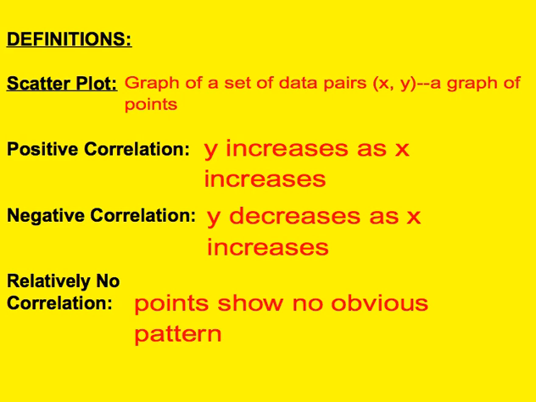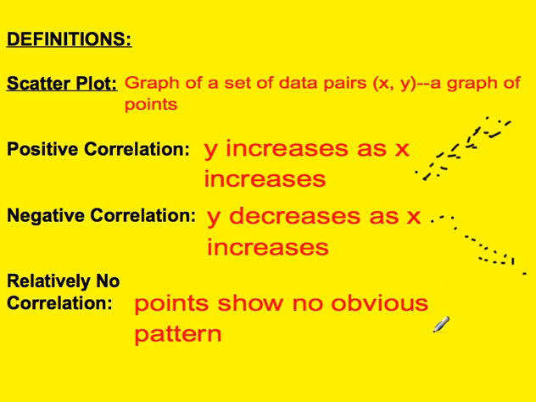There's positive correlation if y increases as x increases. That means that the dots are going to be going in an upward direction. Assume those are dots. Negative correlation is y decreases as x increases. So think of the x-axis. As x is getting bigger, y is falling. So you see that from left to right, those points are going in a downward direction.